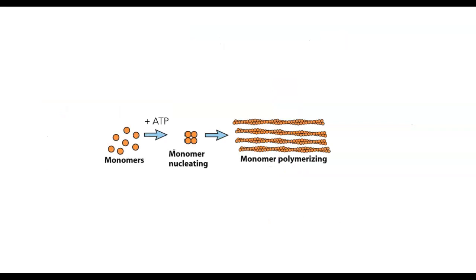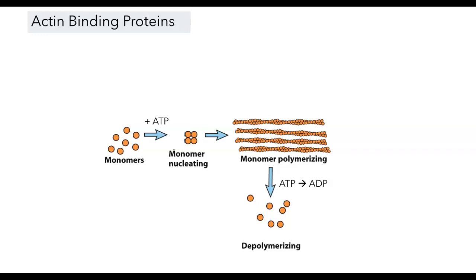These events are also shown in this cartoon, where the monomers bind ATP to nucleate and then polymerize, and then with time, ATP will be hydrolyzed and there'll be depolymerization. Well, any process like this where ATP is being consumed is costly to the cell, and so you won't be surprised to learn that cells have ways to regulate this.